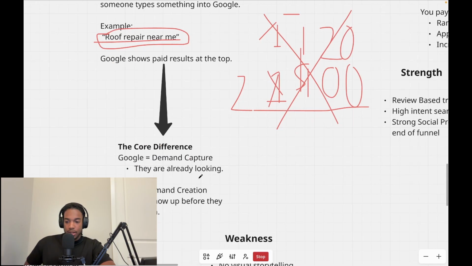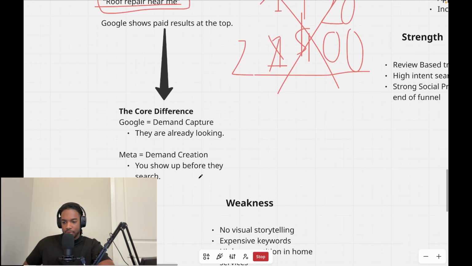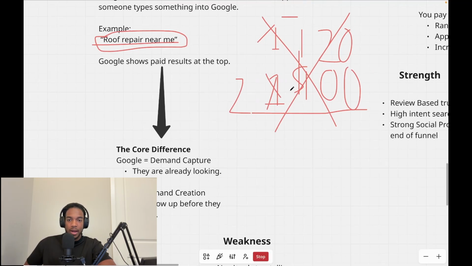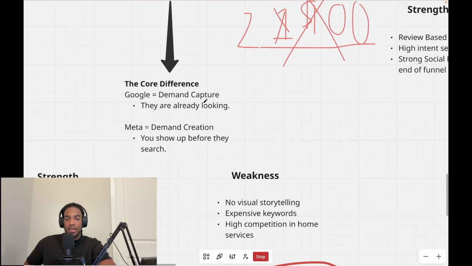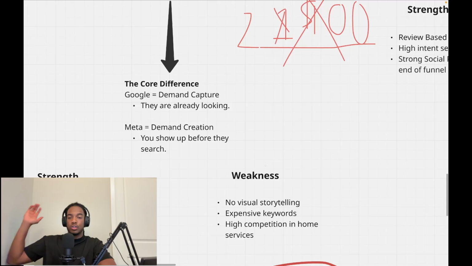But anyways, the core difference between Meta and Google is demand capture, meaning they're already looking. Again, you have to search up roof repair near me, versus Meta is demand creation. They show up before you even search it. It's showing up on, I don't know, on Julian's Facebook page when he's interested.